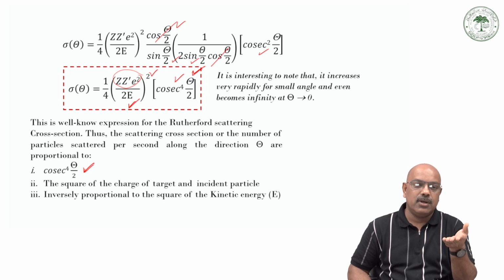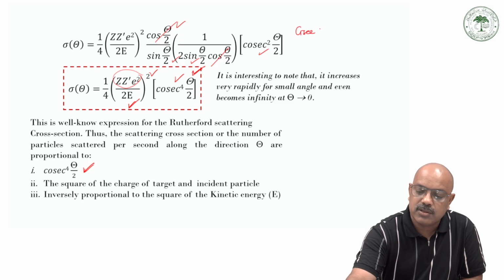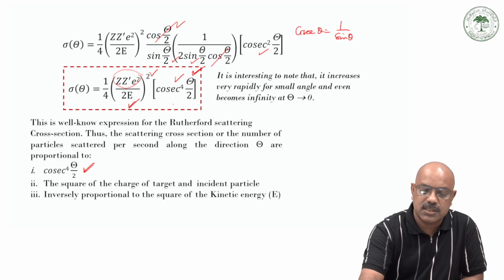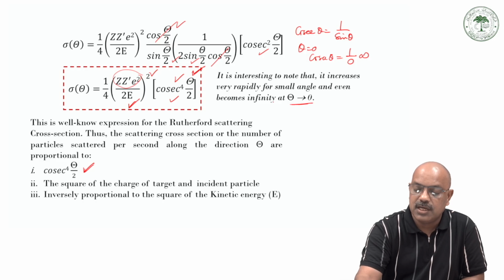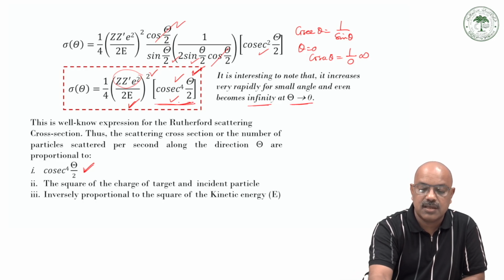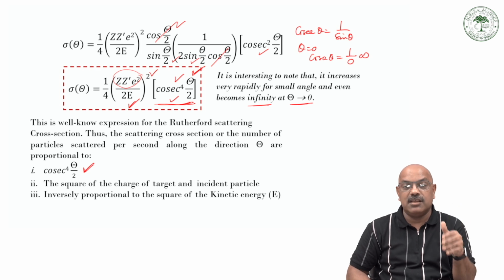Okay, so cosec theta is 1 by sine theta. So if theta is 0, sine 0 is 0, so this is going to be infinity. At theta tends to 0, it becomes infinity. That means when the scattering angle is 0, the differential scattering cross section is going to be infinity.